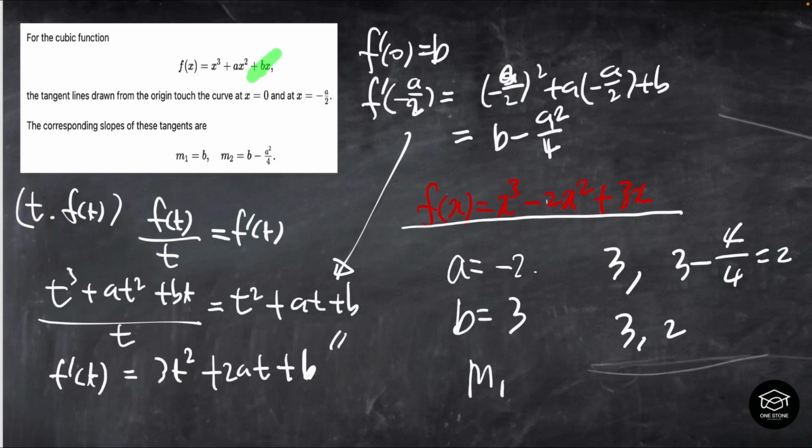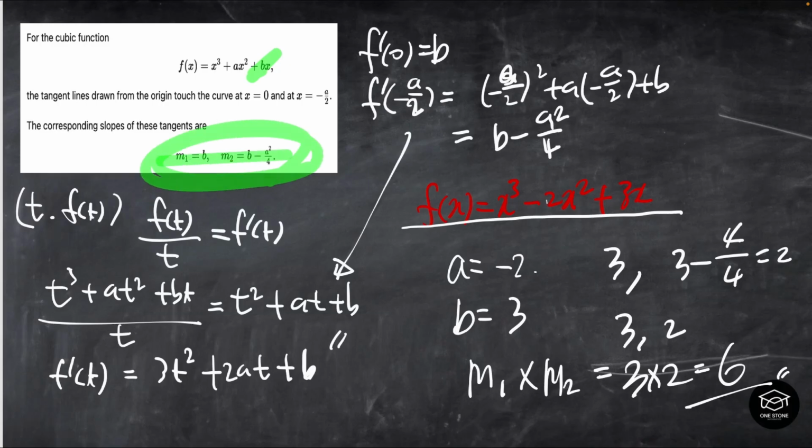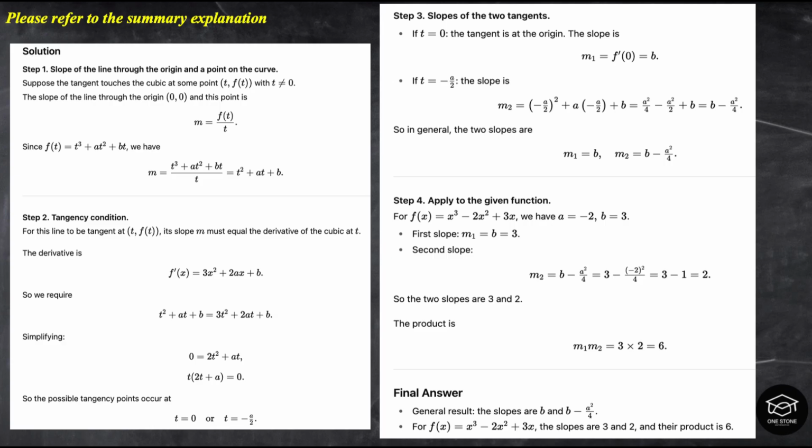Finally, the product of these two slopes is 3 times 2, which equals 6. So to summarize, in general, the slopes of tangent lines from the origin to the cubic function x cubed plus ax squared plus bx are b, and b minus a squared over 4. And in the specific case of x cubed minus 2x squared plus 3x, the slopes are 3 and 2, and their product is 6.